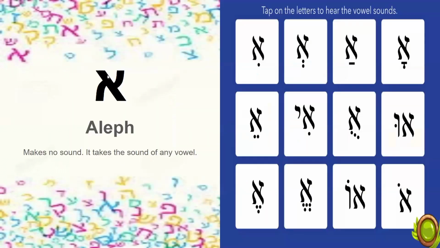Aleph. Aleph makes no sound. It takes the sound of any vowel. Again, Aleph makes no sound. It takes the sound of any vowel. Let's practice. A. It's silent, so it has no sound.